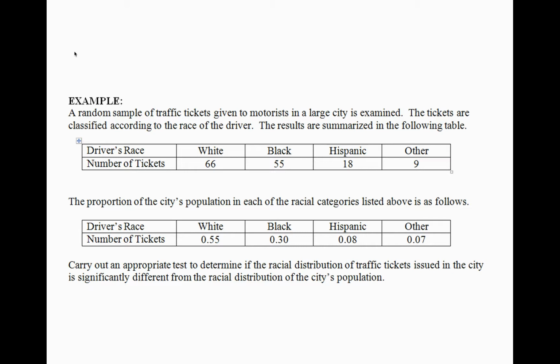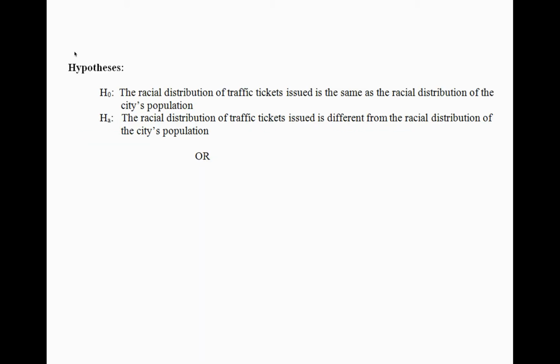Now, one of the important pieces of information we need to know is how many total tickets were given. So we would start by adding up the 66, 55, 18, and 9, and that gives us a total of 148 tickets given. And that's important because we'll use that when we calculate our expected values. Now, with the chi-squared test, we're going to go through all of the steps in PHANTOM, except we don't start by stating our parameter. So we just jump right to our hypotheses.